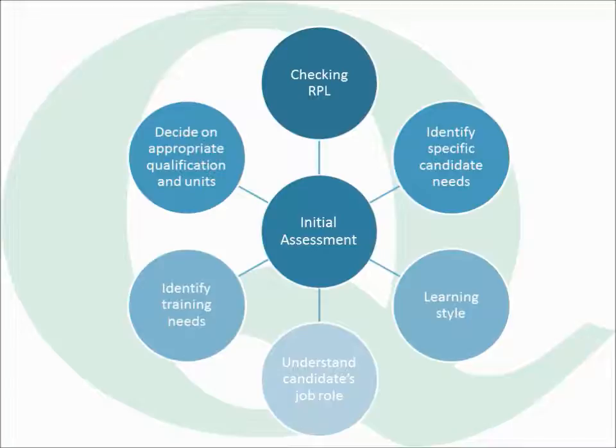Identify specific candidate needs. This is where the assessor works with the candidate to find out if the candidate has any issues which may get in their way of them achieving the qualification and giving them the same opportunity as others to achieve it. These specific candidate needs can cover many things. The most common is where the candidate may have dyslexia and need help with their knowledge assessment in some way, such as answering the questions verbally instead of written.